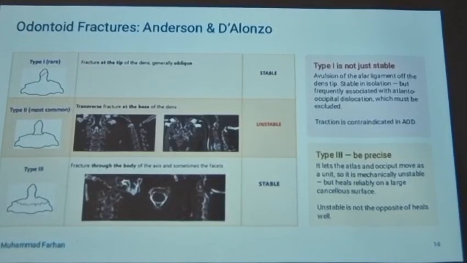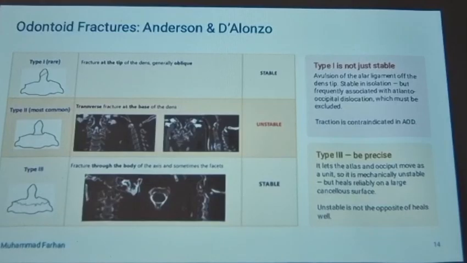So the treatments should be non-surgical. But in type 1, there may be associated occipital destabilization, so we should also look for that. But for atlantoaxial, we should go for conservative treatment in type 1 fractures. And in type 2, usually these are very unstable, and we should go for the surgery.